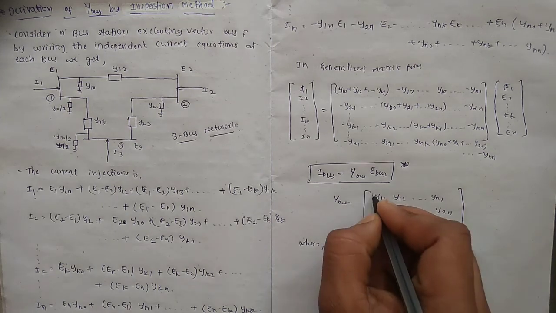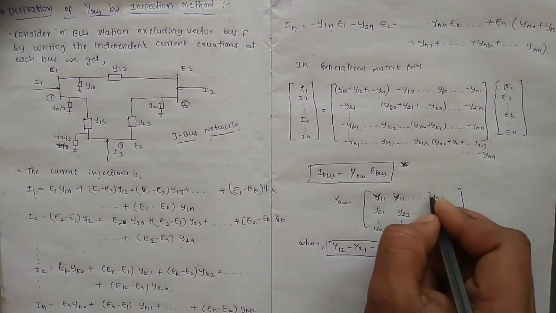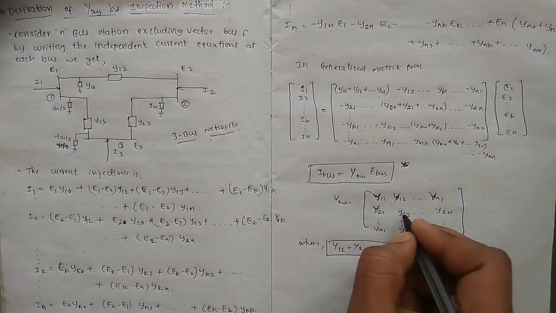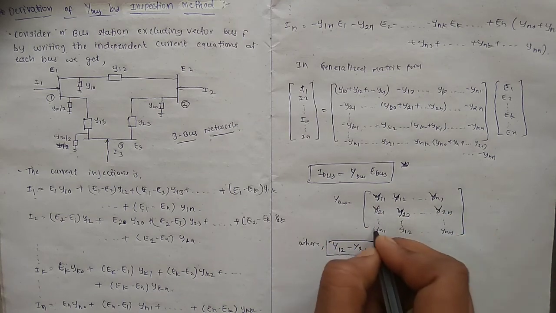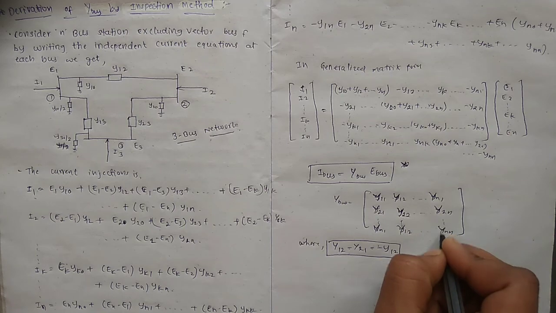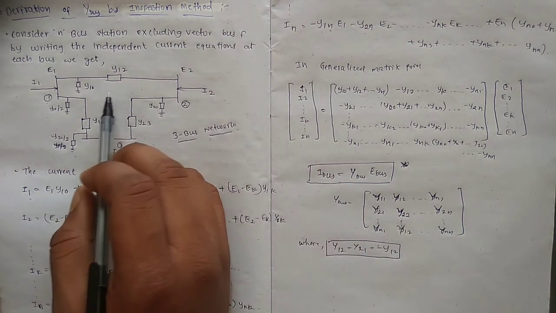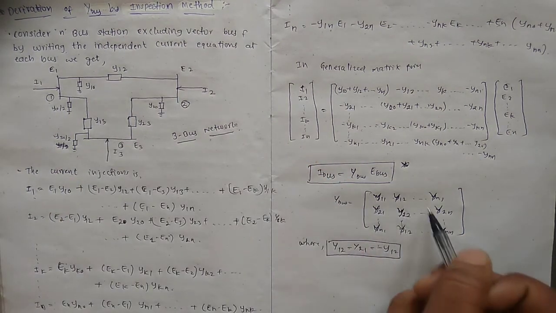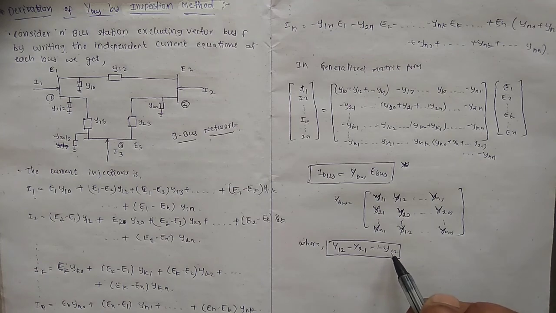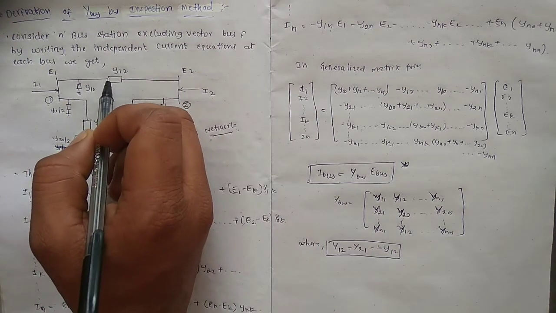These are the capital Y's in the Ybus, and these are the small y elements. Capital Y12 means the bus entry, whereas minus small y12 is the given element admittance.